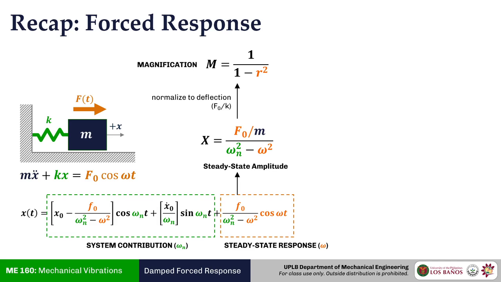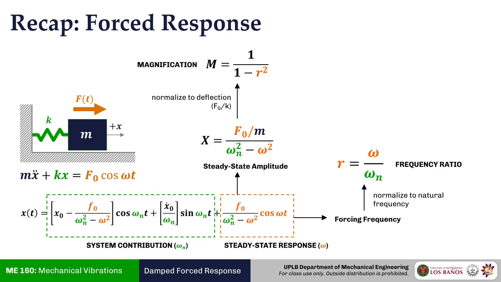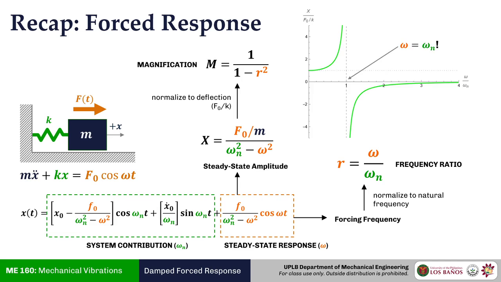Ngayon, may isa pang part, that is the forcing frequency omega. Si forcing frequency omega, we can normalize that by dividing it with the system's natural frequency. And when we graph these two together, we get this interesting graph. Ngayon, meron tayong four cases all in all sa graph na to. Pero ang pinaka-importante and yung pinaka-dangerous is that asymptote here.